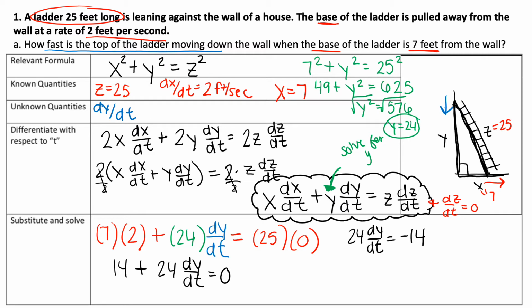I forgot my units this whole entire time. So dy/dt is equal to negative 14 over 24, which we could simplify to be negative 7 over 12, or rounding to the hundredths place, we would say negative 0.58, and now we need a unit. This is dy/dt, so the rate at which the top of the ladder is moving down the wall would be feet per second.